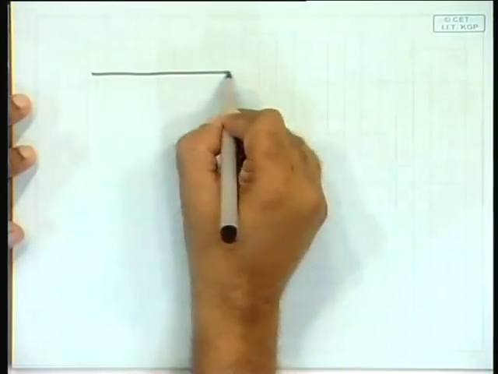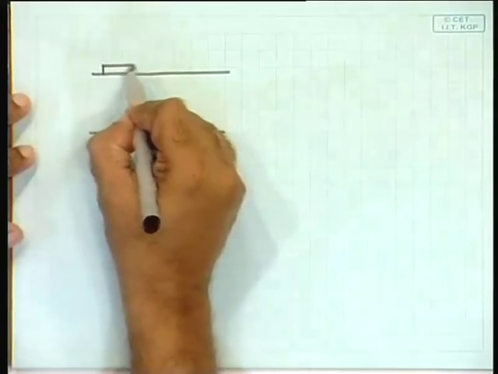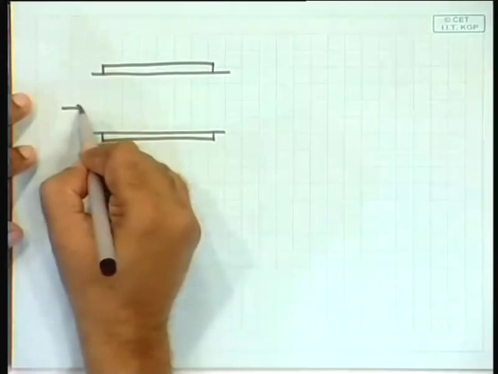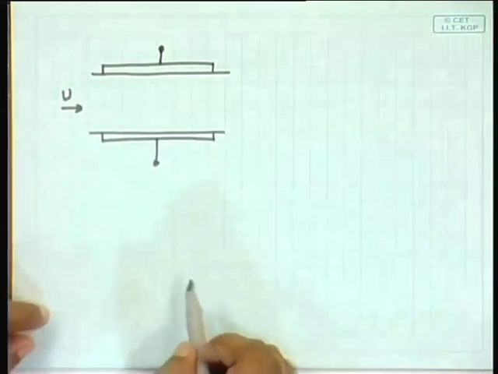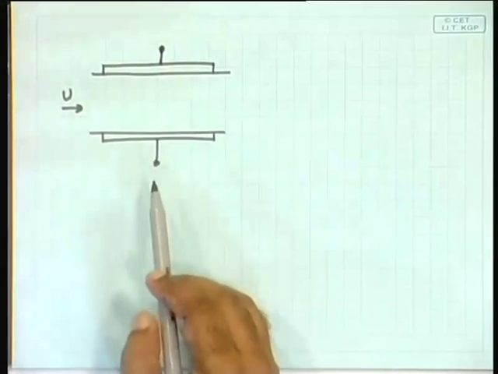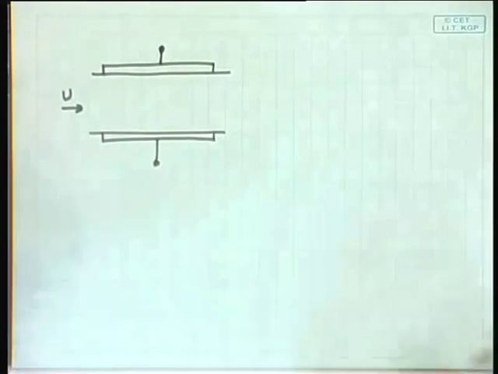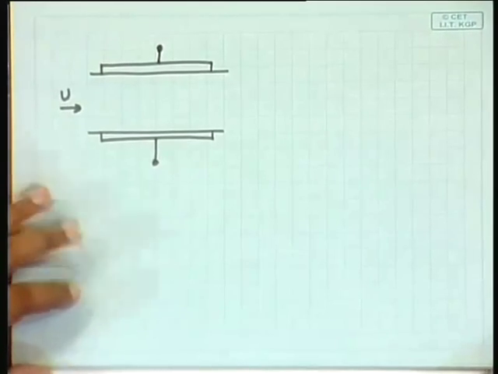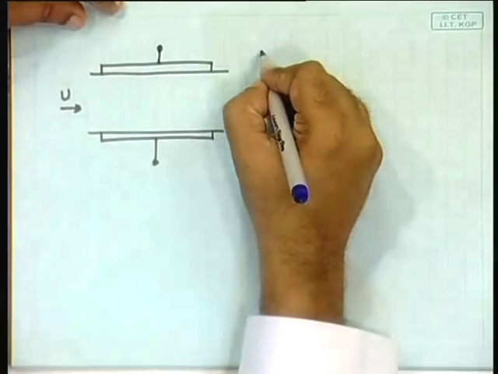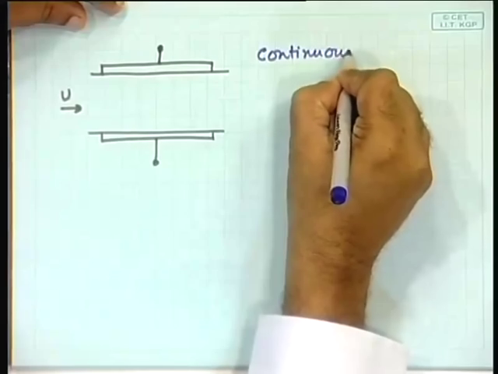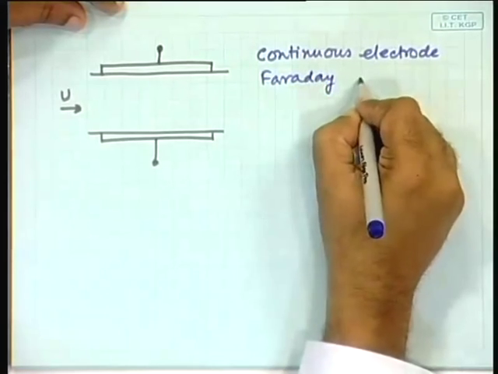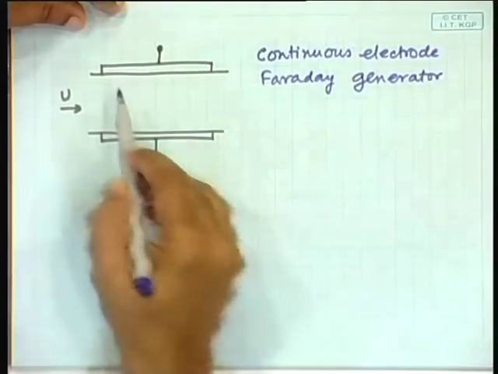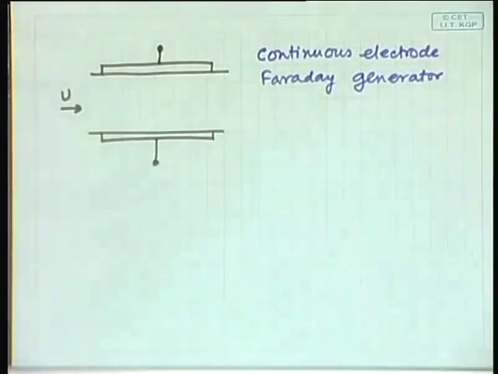So, out of all this we have concluded that if you have the channel like this, and if you have the electrodes like that, and the plasma is flowing with a velocity u, you might connect a resistance to the external circuit, which will lead to the voltage being changed to the S quantities, the resultant quantities. Now, if it is like this, this is called the continuous electrode Faraday generator, because these electrodes are continuous through the channel. There is one electrode up and one electrode down.